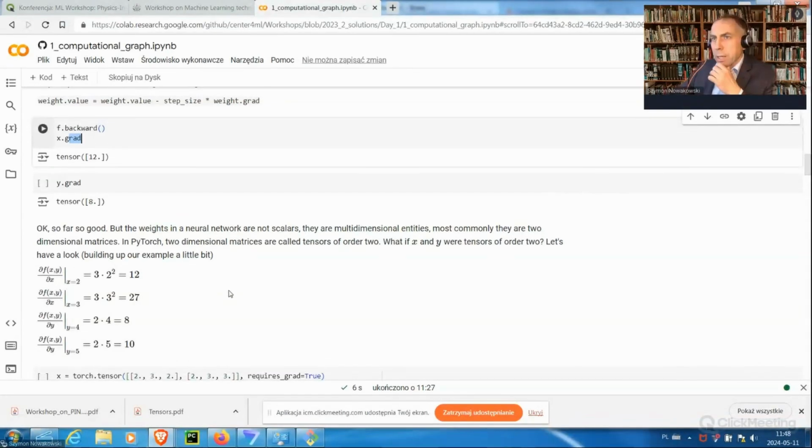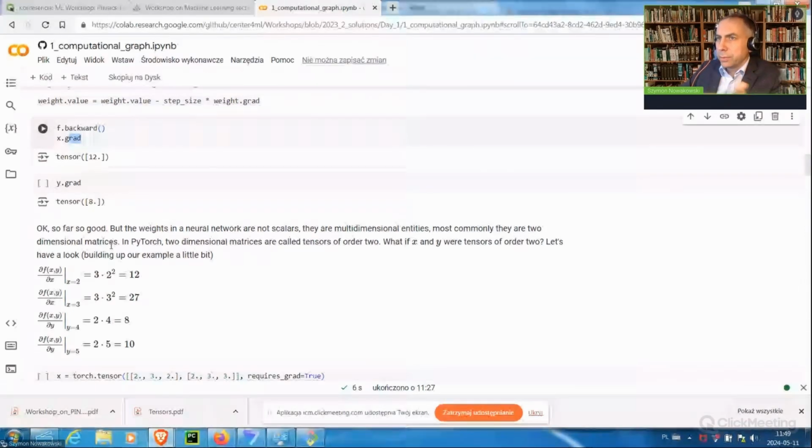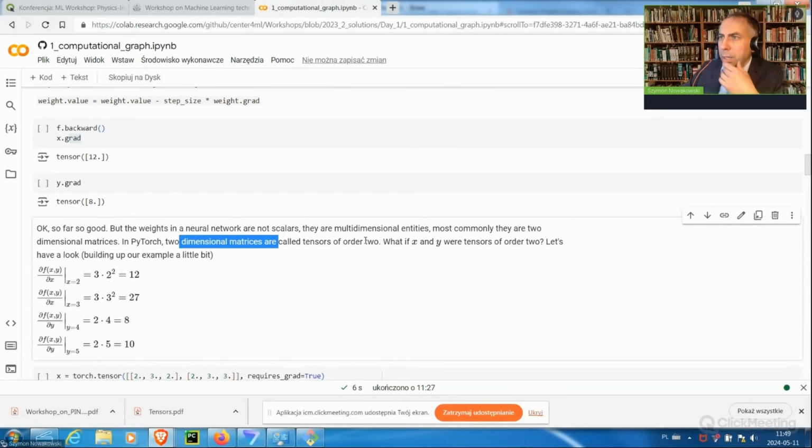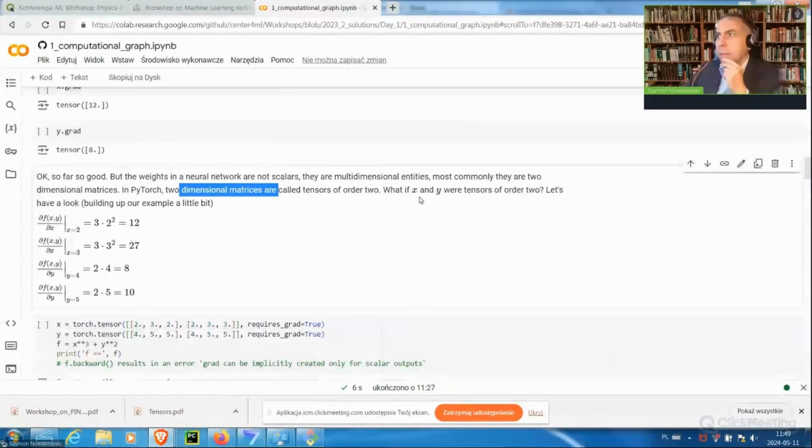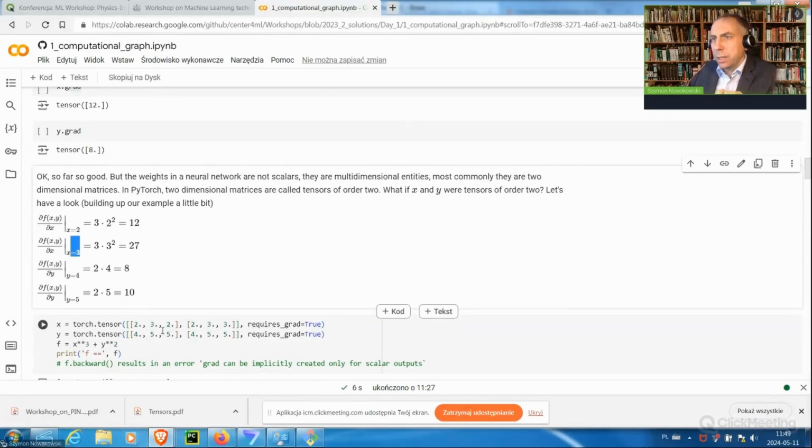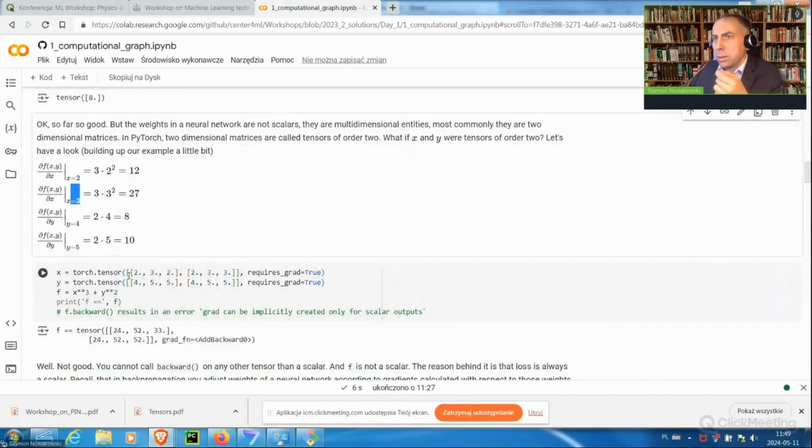But we usually do not have only single values, the scalars, the tensors of order 0. Rather, we have multi-dimensional, multi-ordered entities. Most commonly, they are of order 2, 3, 4, 5. And in PyTorch, such two-dimensional matrices are called tensors of order 2, as we covered in the first part of this meeting today. Let's see what would happen if x and y were tensors of order 2. So I just take other values for x, like 2 or 3, and y like 4 and 5, and I arrange them in a tensor of order 2, like a matrix 2 by 3.